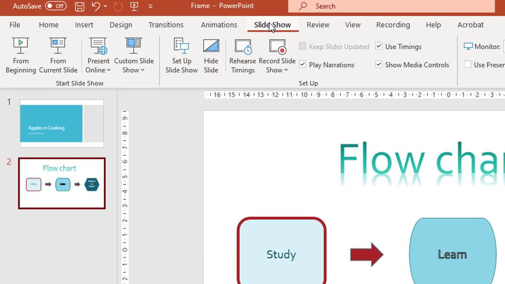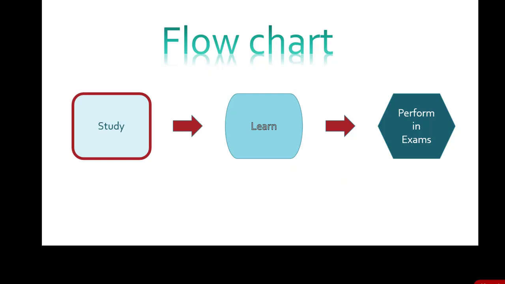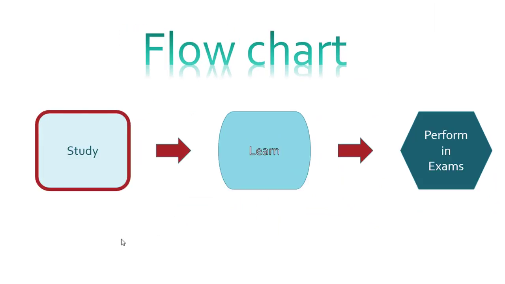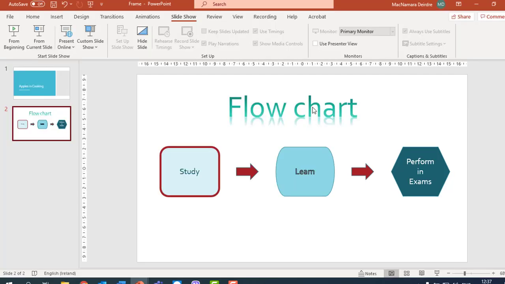So we go to Slideshow up here, and then From Current Slide. So when we click on slideshow, you can see that all of the slide appears at once. Let's decide now that we would like to animate this. So I'm going to hit Escape to come out of the slideshow.